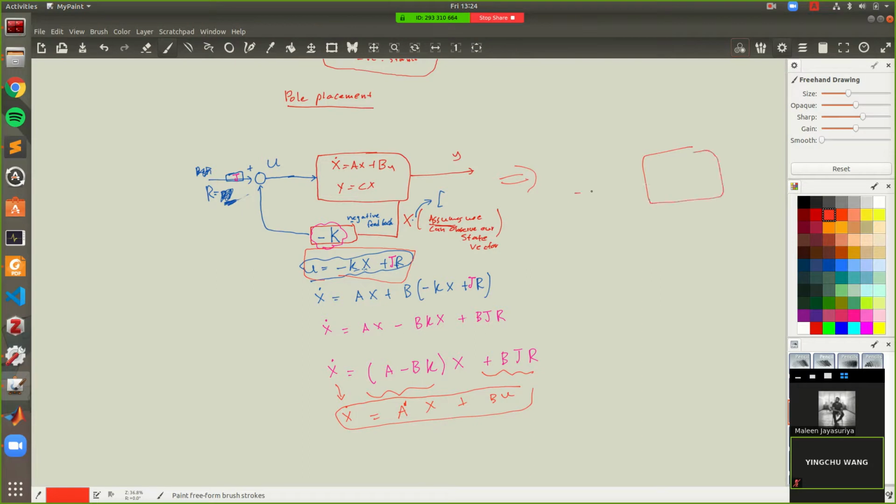to a single system that has x dot equals A dash, I'll call this U dash, right? Plus B into U dash, with Y equals CX.